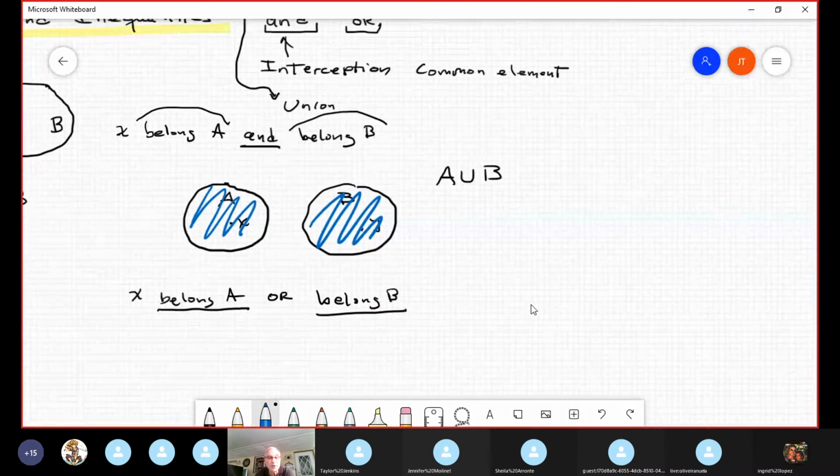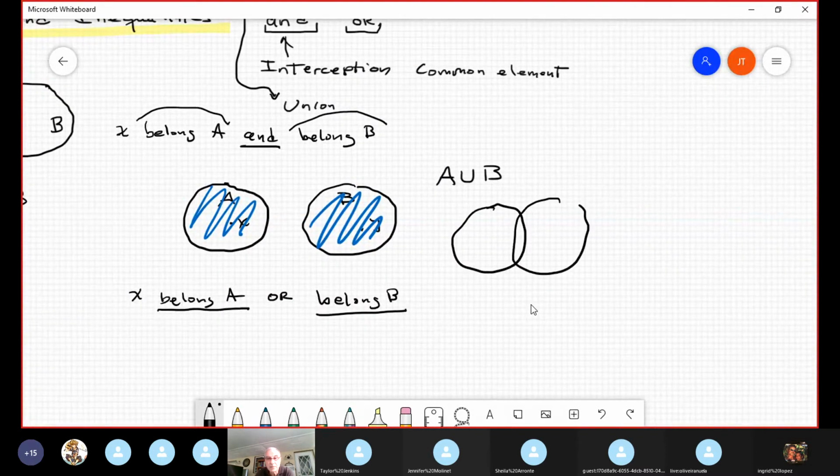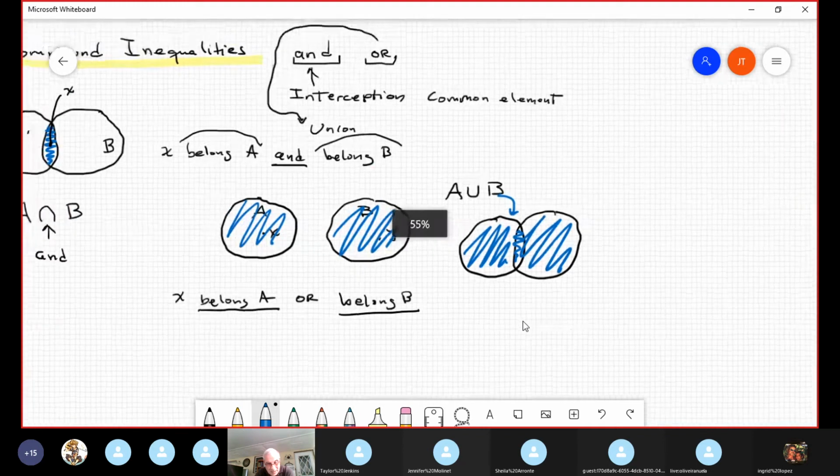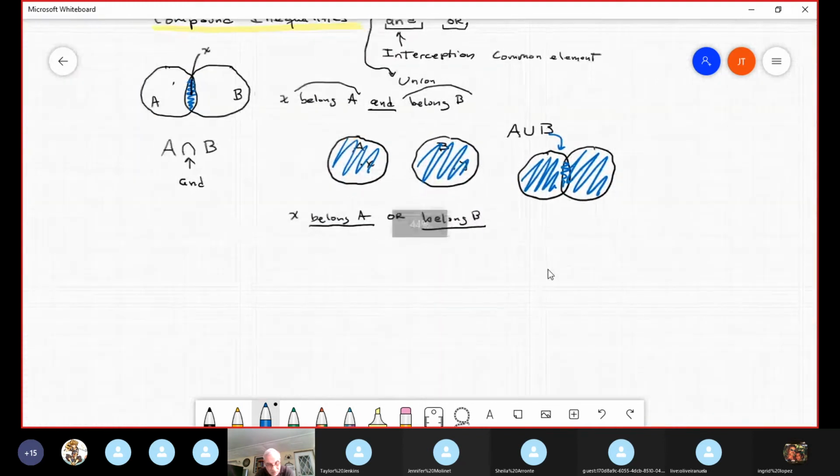Suppose we have a common element, like that. What is the union? Union is A, B, and A and B together. Everything is the union. This is one approach to understand an OR. Do you understand or no?